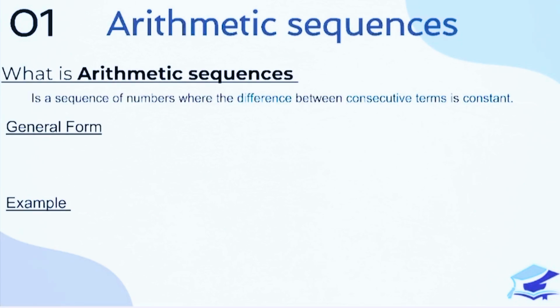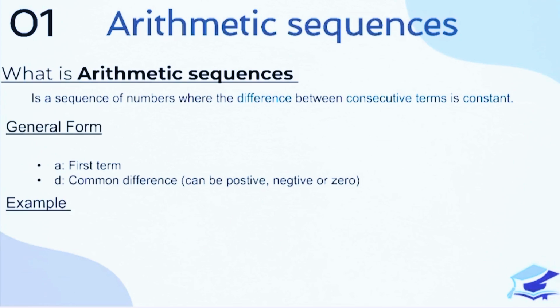What is an arithmetic sequence? It is a sequence of numbers where the difference between consecutive terms is constant. The general form: if A is the first term and D is the common difference, which can be positive, negative, or zero, A is the first term, term 2 is A plus the difference, term 3 is A plus 2 times the difference, and term 4 is A plus 3 times the difference.